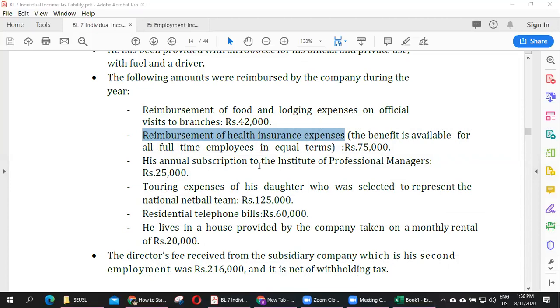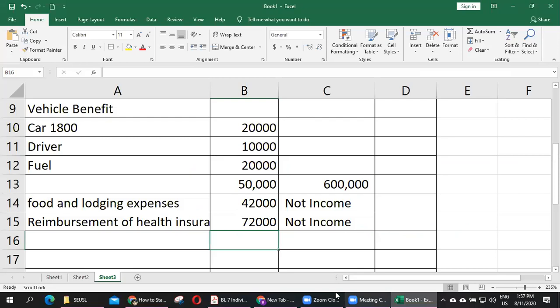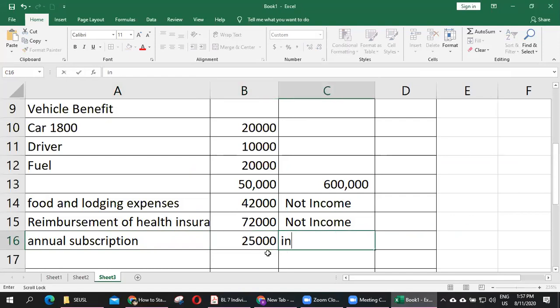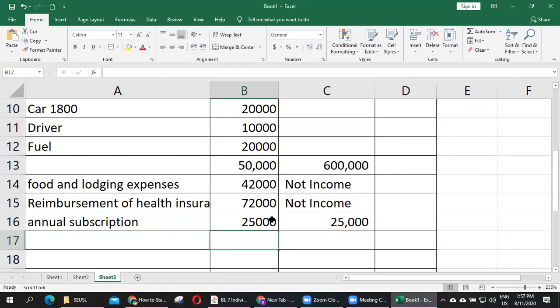And his annual subscription to the Institute of Professional Managers, 25,000. Is it income or not? Annual subscription, 25,000. That is income, right? So therefore, we have to include this income. That 25,000 is income.